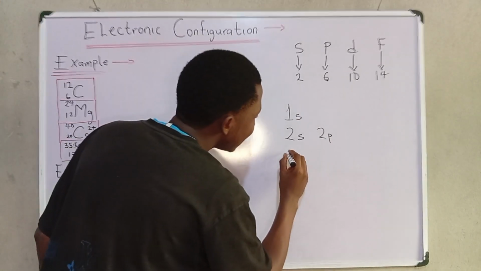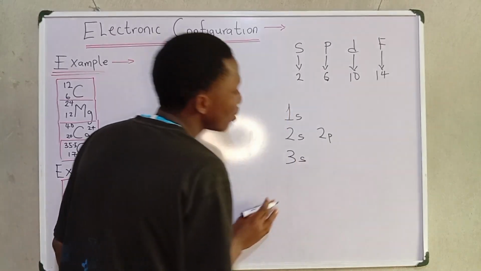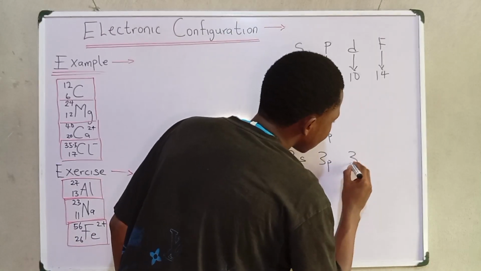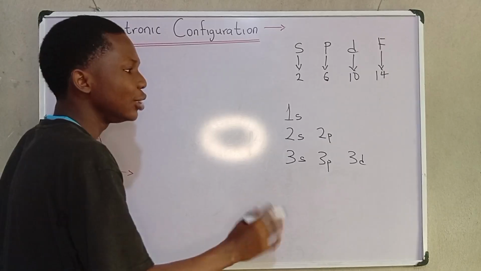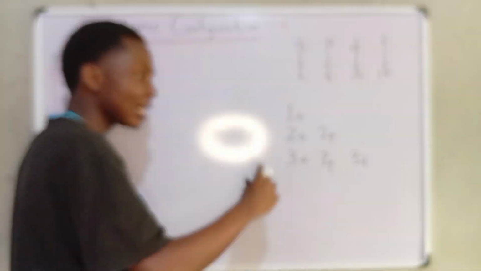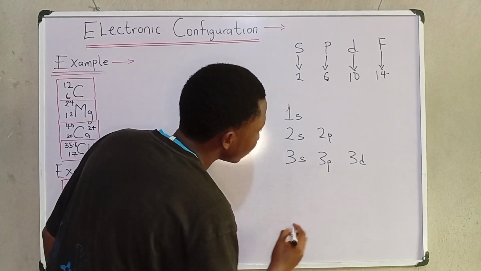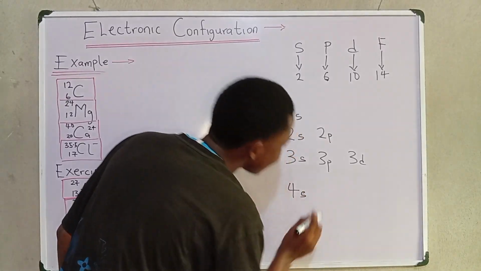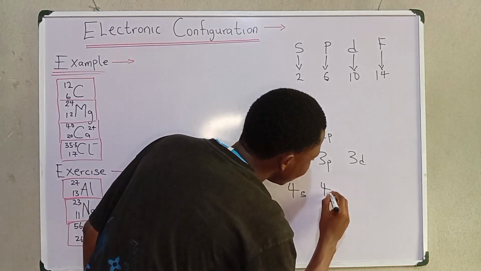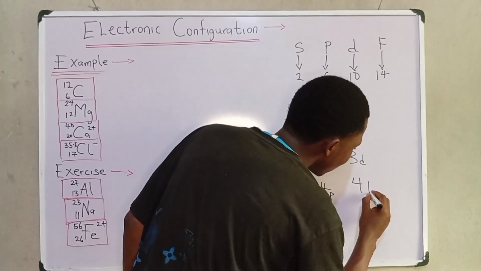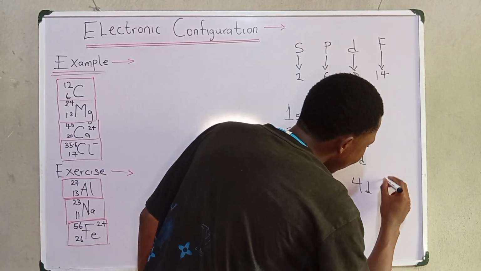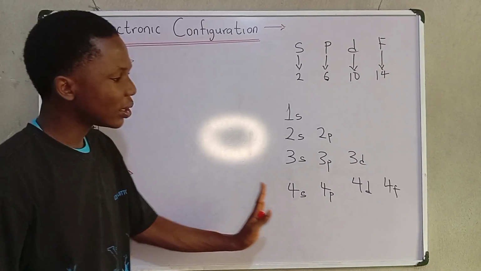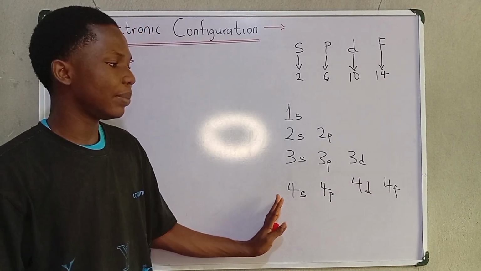Now, the third energy level has S orbital, P orbital, and D orbital. Hope you see I'm following. You can draw this even when writing an exam. Very fast. It's not hard. Okay, now the fourth energy level has S orbital, P orbital, D orbital, and F orbitals. Okay, now we've gone a bit far.